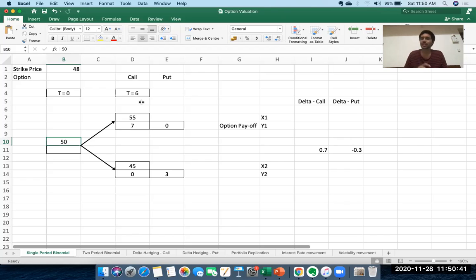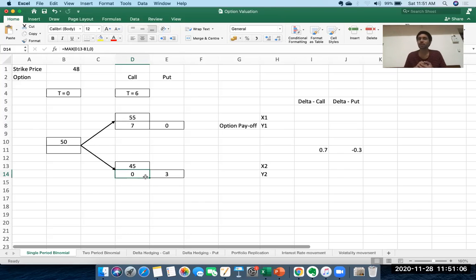Right? So a share price is actually not certain at t equal to 6. So obviously your option payoff is determined on the basis of share price. For example, in case of a call option, your payoff is going to be the difference between the share price prevailing on the maturity date less the strike price of 48. That is how we arrived at 7. But of course, it cannot be negative. It's going to be restricted to 0, right?